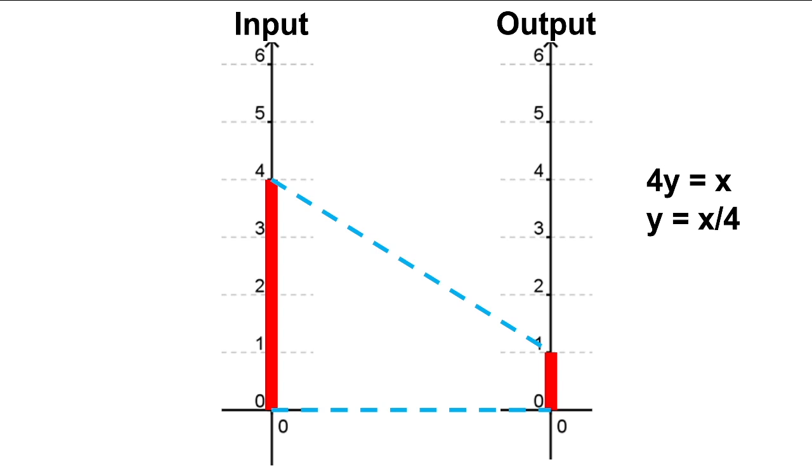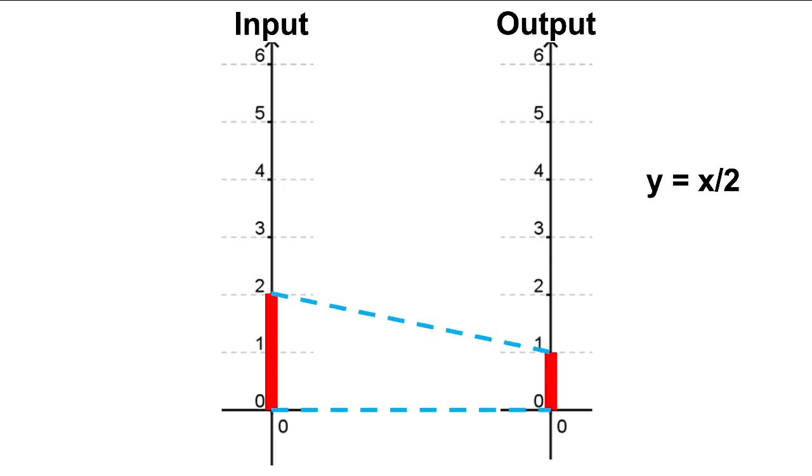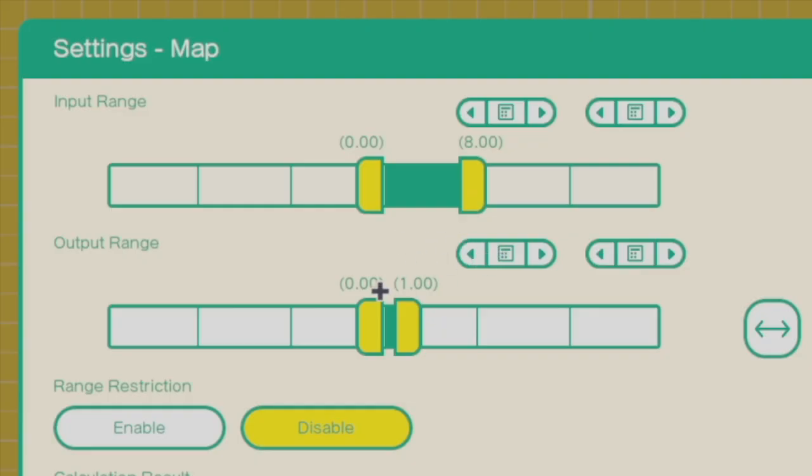Let's map 0 to 4 to 0 to 1. 0 still maps to 0, but now if 4 goes in, 1 comes out, and we apply the same thing to everything in between linearly. That means that this map only divides the input by 4. If we do 0 to 2 to 0 to 1, now it just divides by 2. So in general, if you do this sort of map, then whatever number is here will be the number that you're dividing by. So this map divides by 8, this map divides by 70, this map divides by 207.